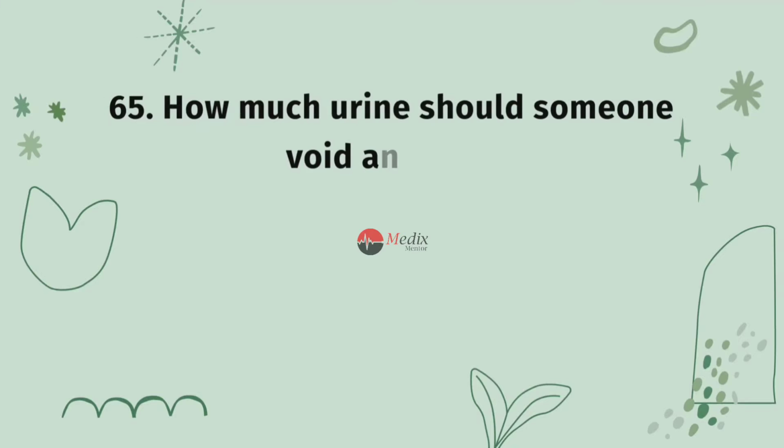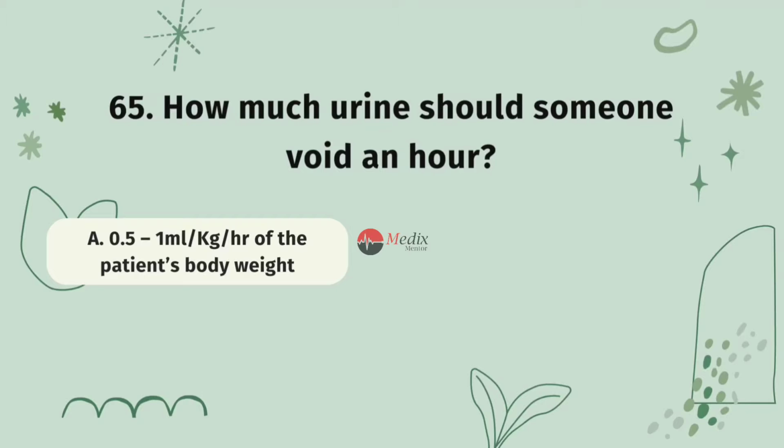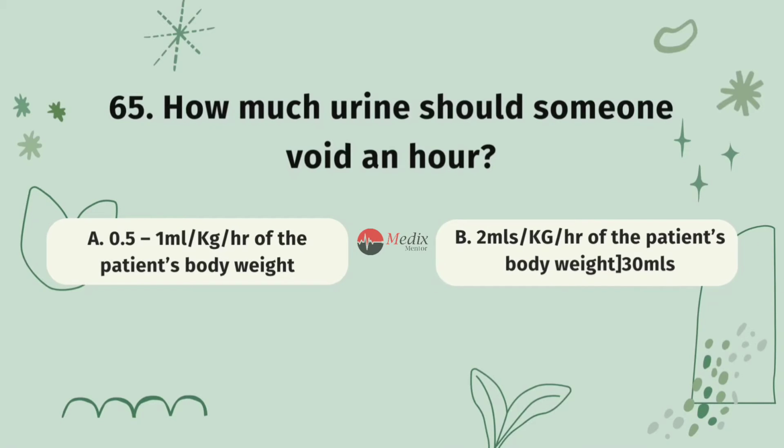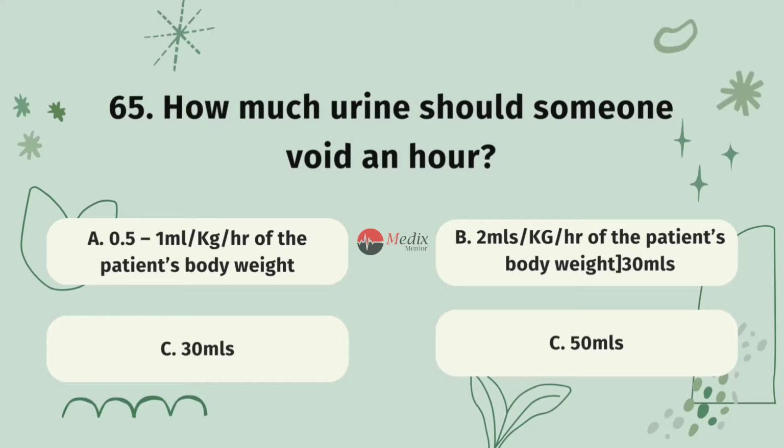Question 65. How much urine should someone void an hour? Option A, 0.5 to 1 ml per kg per hour of the patient's body weight. Option B, 2 milliliters per kg per hour of the patient's body weight. Option C, 30 mls. Option D, 50 mls. The correct answer is A.